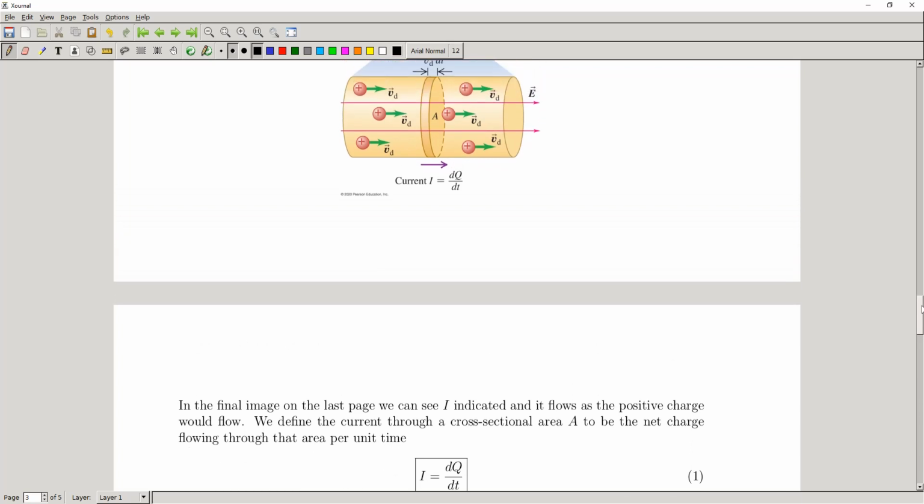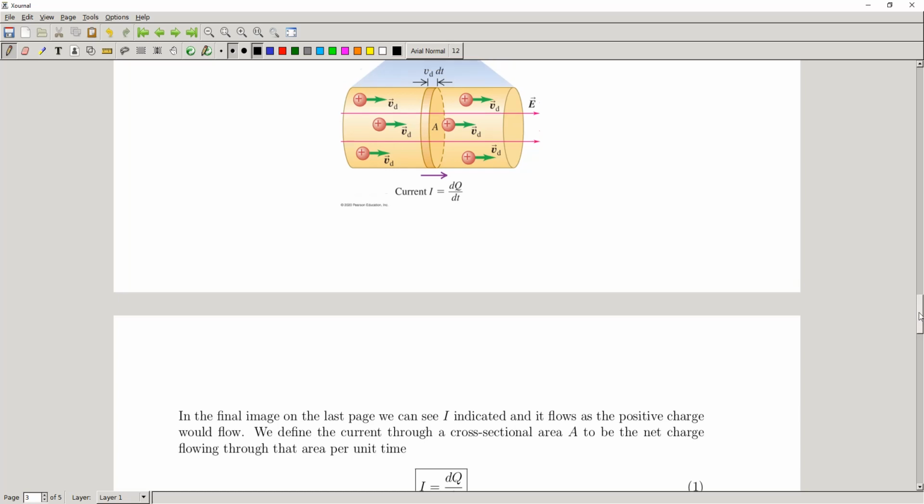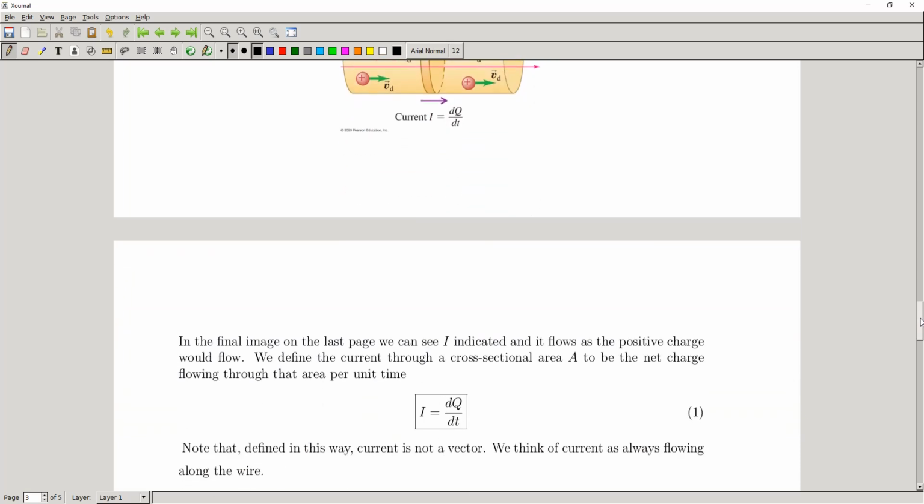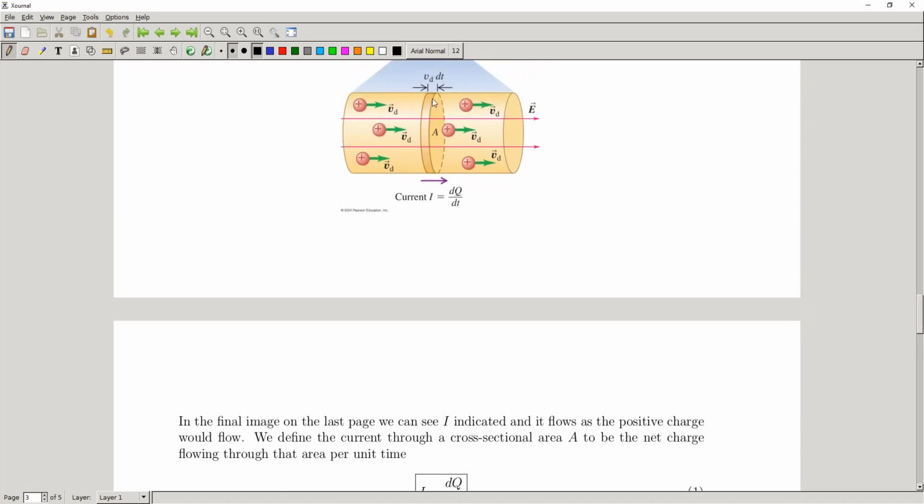Let's try to keep this image on this page. In this last image, we can see that I flows as the positive charge would flow, like the positive charge would flow out of the positive terminal through our chunk of wire here, where we have the blown up look of it. We have our electric field set up. We have our positive charges going through to the right here. And we define the current through a cross-sectional area, and our cross-sectional area is going to be this disk here. We can see this is our A.